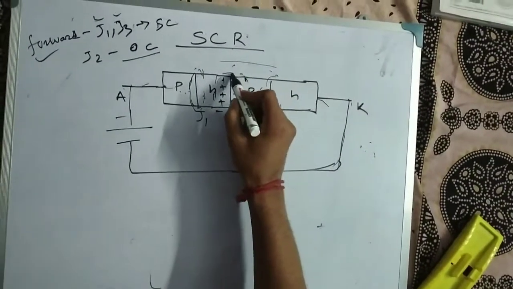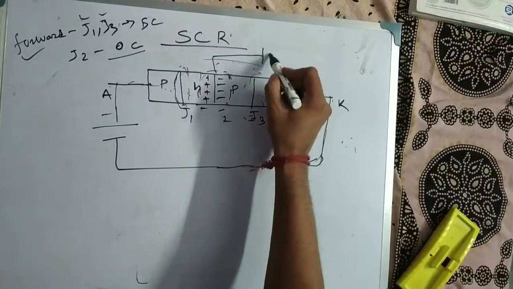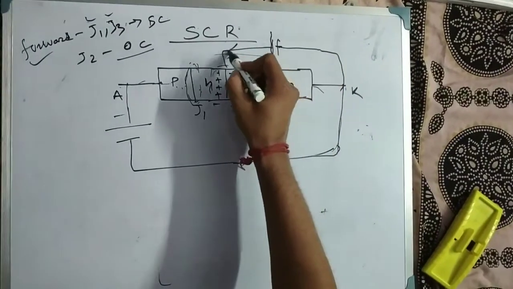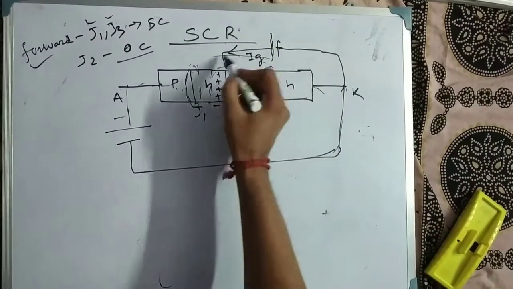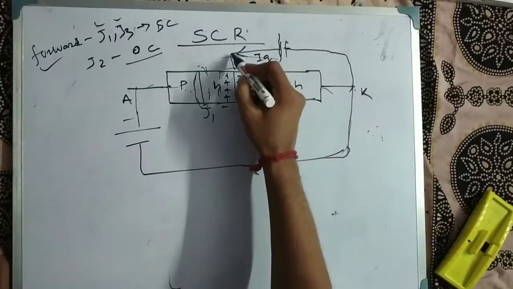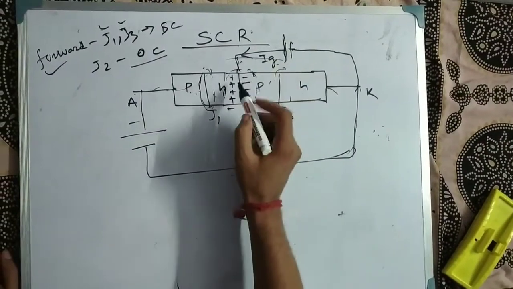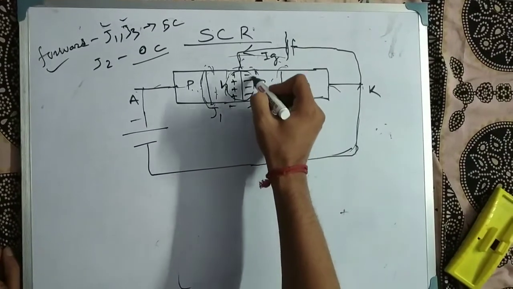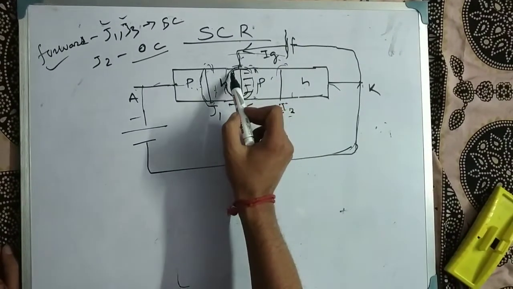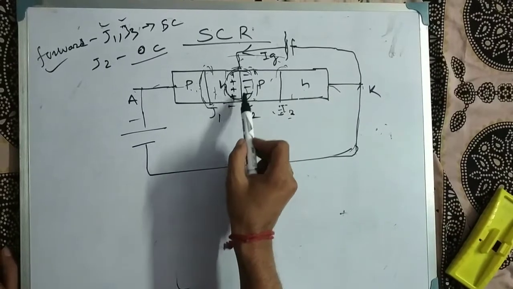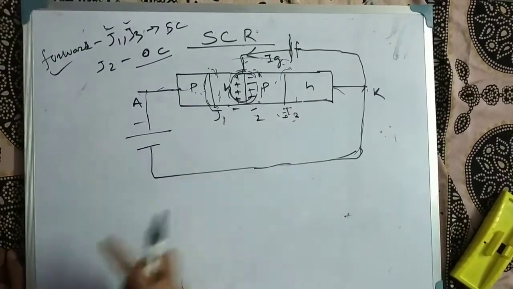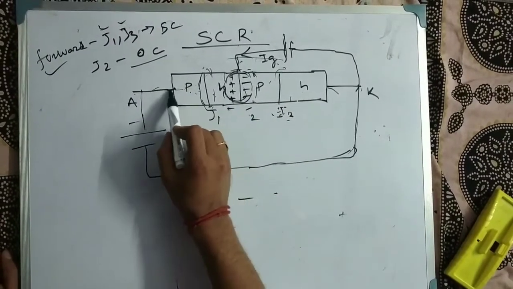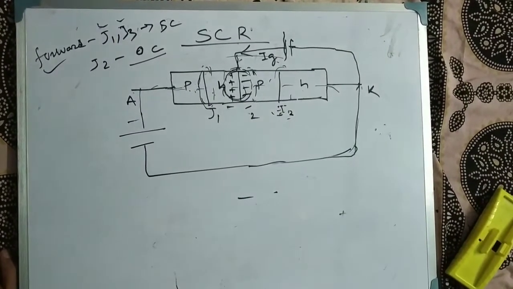So if we have a special arrangement, we give some gate current here. Okay, if gate current is supplied here, then what will happen? This current will mobilize this barrier potential. The positive and negative charges, the barrier potential, will disappear. Then what will happen? Now there is no open-circuited junction. Current will flow from anode to cathode.